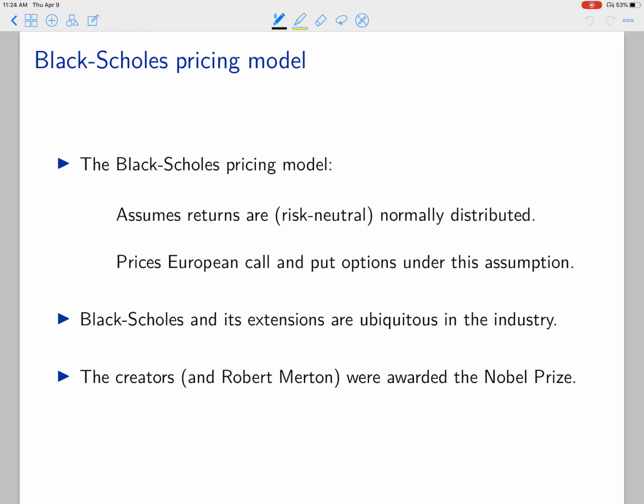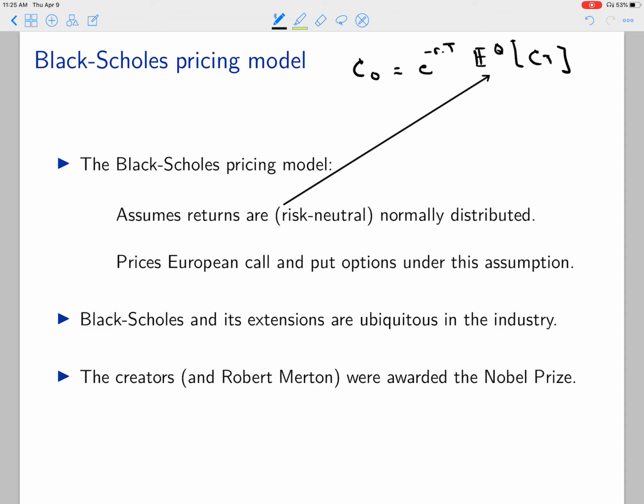And the way it's going to do this is just by doing this very simple thing. It's going to say you want the price of a call. It's the expected risk-neutral discounted payoff of the call. And the only thing that Black-Scholes is going to have that's new and different is that it's going to assume that the returns that go into computing this expectation are risk neutrally normally distributed instead of, say, binomially distributed like we had in the previous lecture.